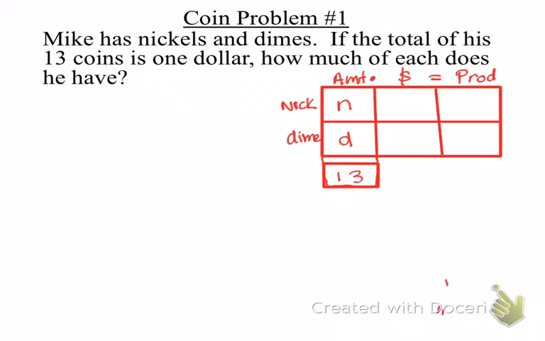Okay? And then what is the unit rate of a nickel? This is a big one. It's not 5. Please make sure it's 0.05. I have a lot of people that actually write 0.5. 0.5 in money is 50 cents. So it's 0.05, or 5 hundredths.